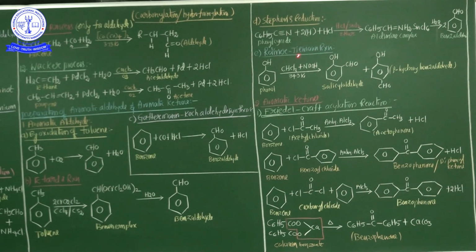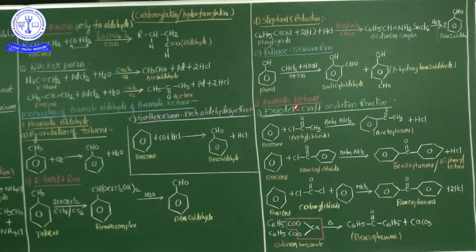Now my question, my dear student, in the Reimer-Tiemann reaction, if the phenol is involved in the reaction with chloroform in the presence of NaOH, what products are obtained? Number one is orthohydroxybenzaldehyde, and para-hydroxybenzaldehyde. Out of these two products, orthohydroxybenzaldehyde is the major product. Okay, ma'am? These are the preparation methods of aromatic aldehyde.